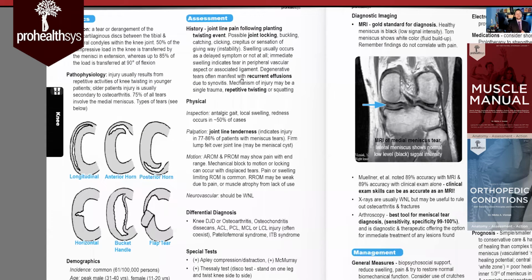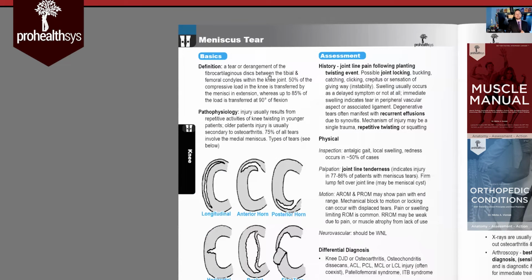Number one, a tear or derangement of the fibrocartilaginous disc between the tibia and femoral condyles within the knee joint. 50% of the compressive load of the knee goes through the meniscus, whereas 85% of the load is transmitted in flexion at 90 degrees. So as you flex your knee more, the meniscus becomes even more important for weight-bearing capacity.